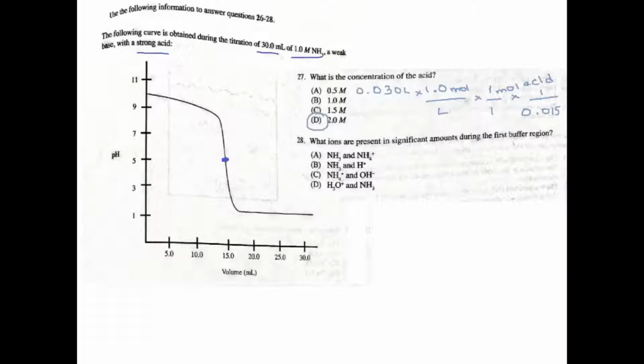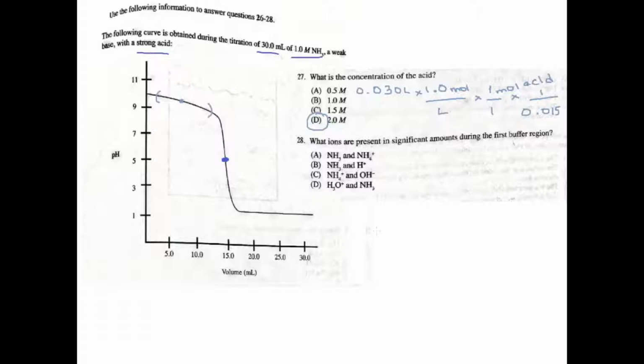Okay. What ions are present in significant amounts during the first buffer region? So this is my buffer region right here. And remember, your perfect buffer is when your pH equals your pKa at your half equivalence point. So that would be when you have used a volume of 7.5 mL of your base, because that's half the amount of base you need to reach your equivalence point. Okay. So what's going to be present?